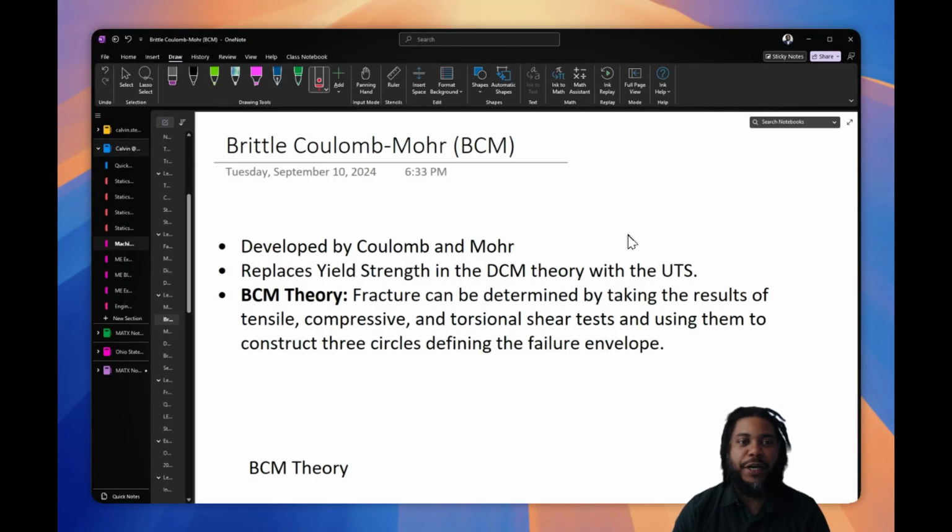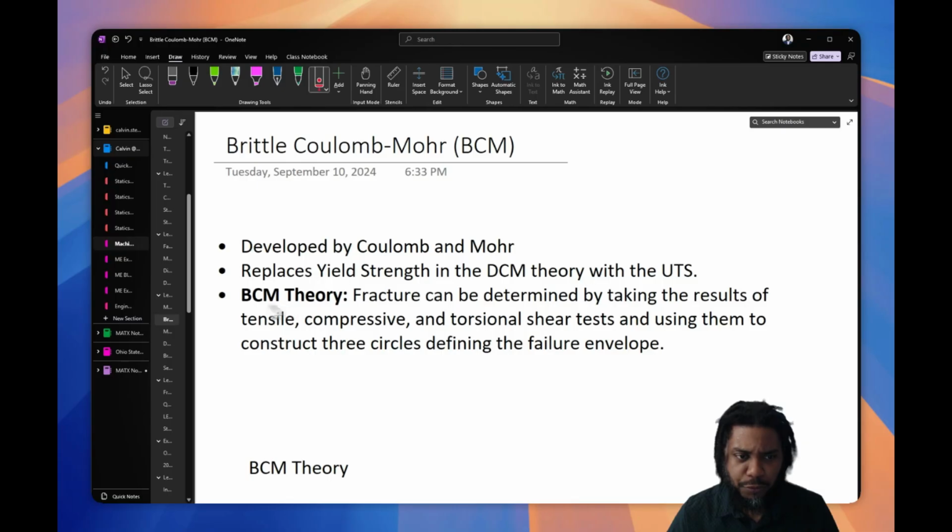Today we're going to learn about the Brittle Coulomb-Mohr Theory. Now this is very similar to the ductile Coulomb-Mohr Theory. The only difference is that in ductile Coulomb-Mohr, we're concerned with the yielding surface when a body starts to plastically deform. And in the Brittle Coulomb-Mohr Theory, we're worried about the ultimate tensile strength when a body is going to fracture, when it's going to fail.